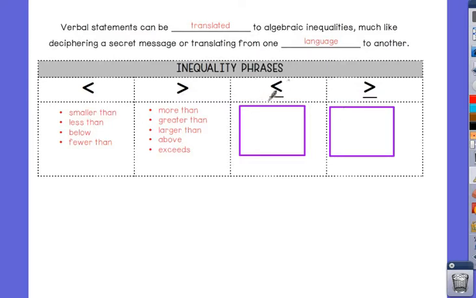What is this symbol? Less than or equal to. Anybody have any words? At least? No more than? Wait, minimum? No. No more. Minimum. Maximum. At least. At most. No more than. Less than or equal to.